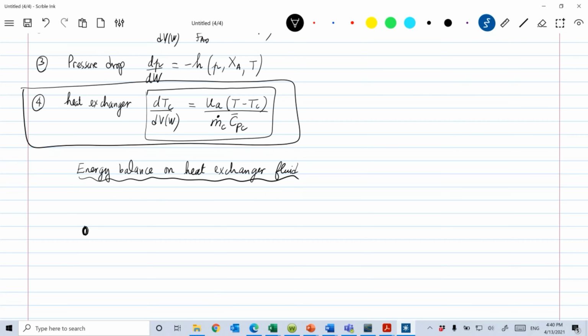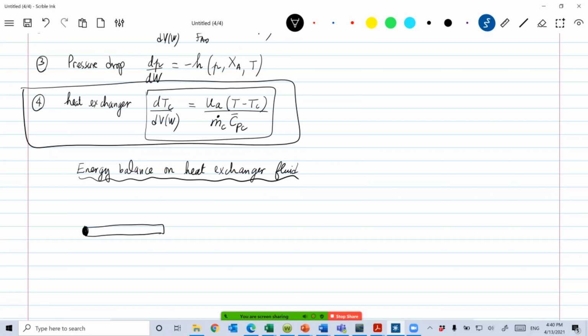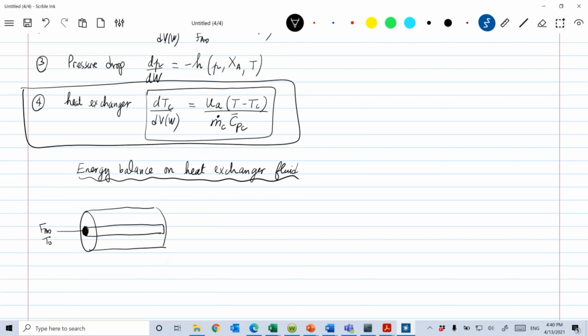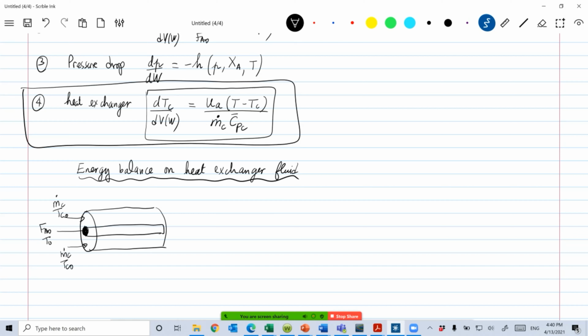So we'll look at a little cartoon where we have a reactor. And in the reactor, we have, say, FA0 and T0. Okay. So now we have a shell, and in the shell, we have something going at, say, Tc0 with mass flow rate m-dot c. So this is your heat exchanger fluid coming in on both sides, right? And then the same idea, we have a volume slice that we're going to look at.